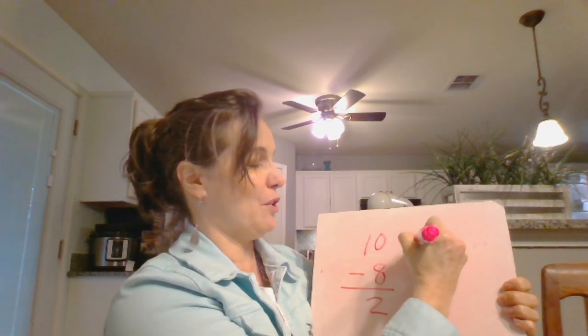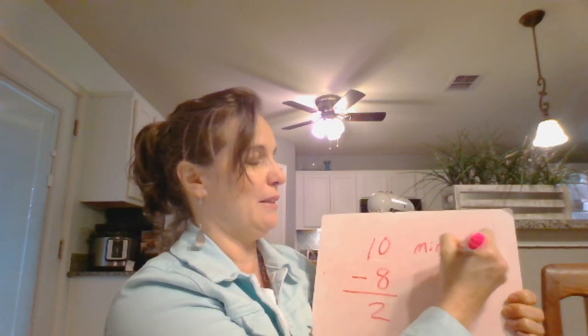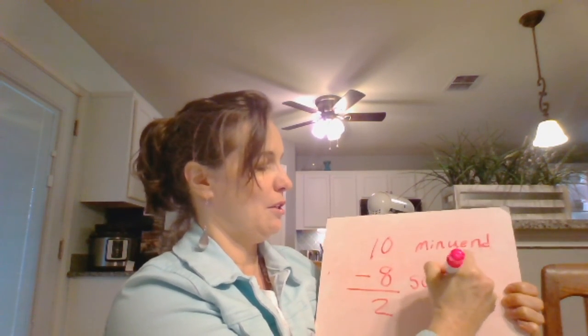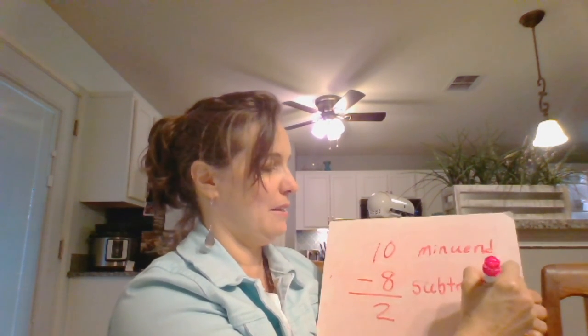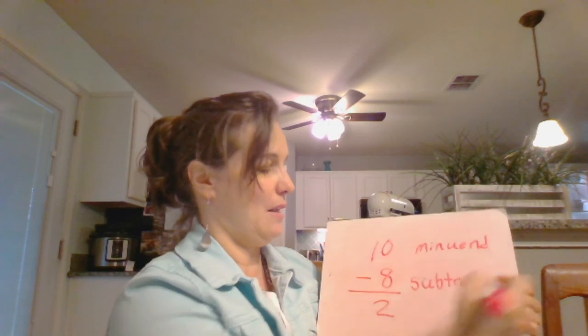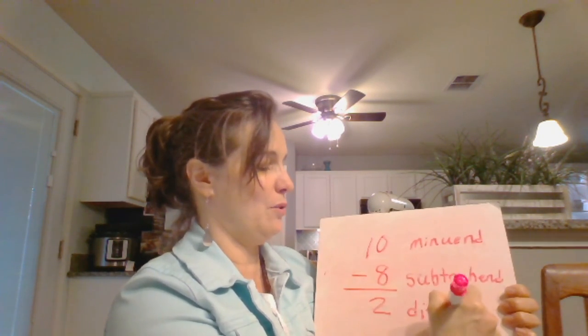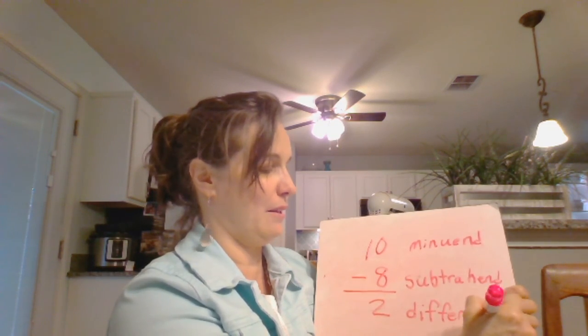The first number is called the minuend. The next number is called the subtrahend. And the answer is called the difference. The difference between two numbers comes when we subtract them.